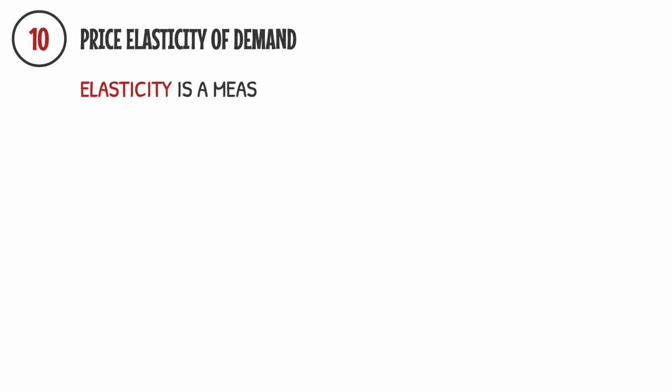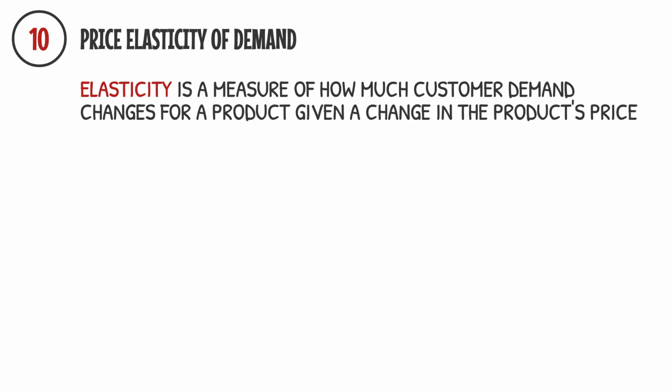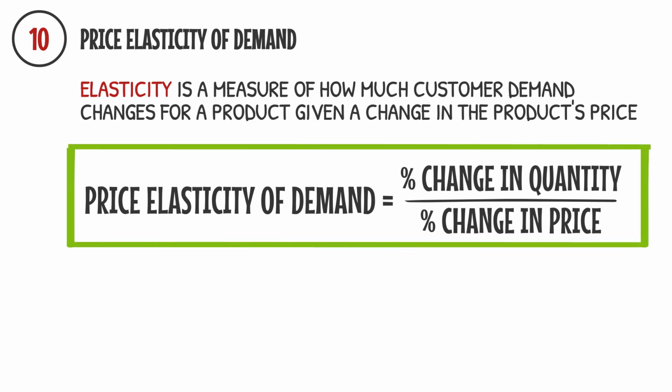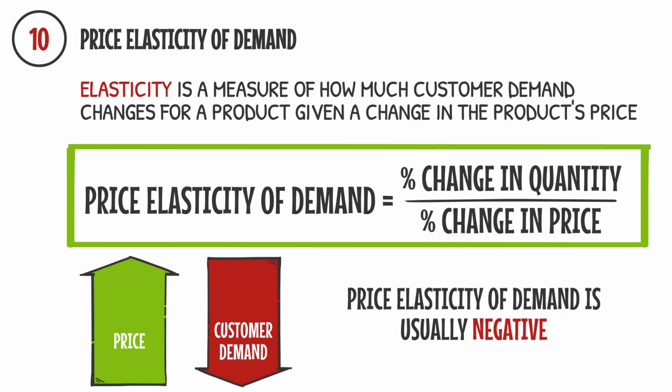Number 10, price elasticity of demand. Elasticity is a measure of how much customer demand changes for a product given a change in the product's price. It is calculated as the percentage change in quantity divided by the percentage change in price. In almost all cases, an increase in a product's price results in a decrease in customer demand. Therefore, price elasticity of demand is usually negative.